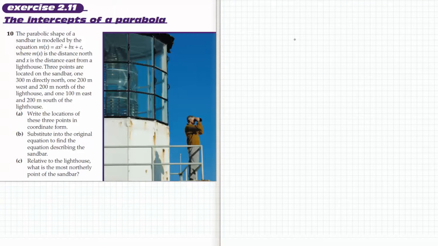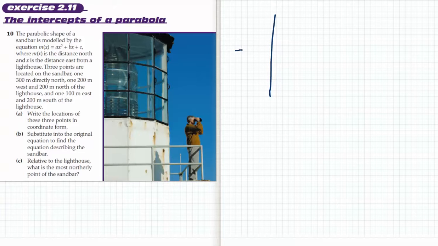This is for Year 11 Methods. It comes out of Chapter 2, Section 2.11, question number 10. A parabolic sandbar is modelled by m(x) equals ax squared plus bx plus c, where m(x) is the northern distance from x, and x is the eastern distance from the lighthouse.